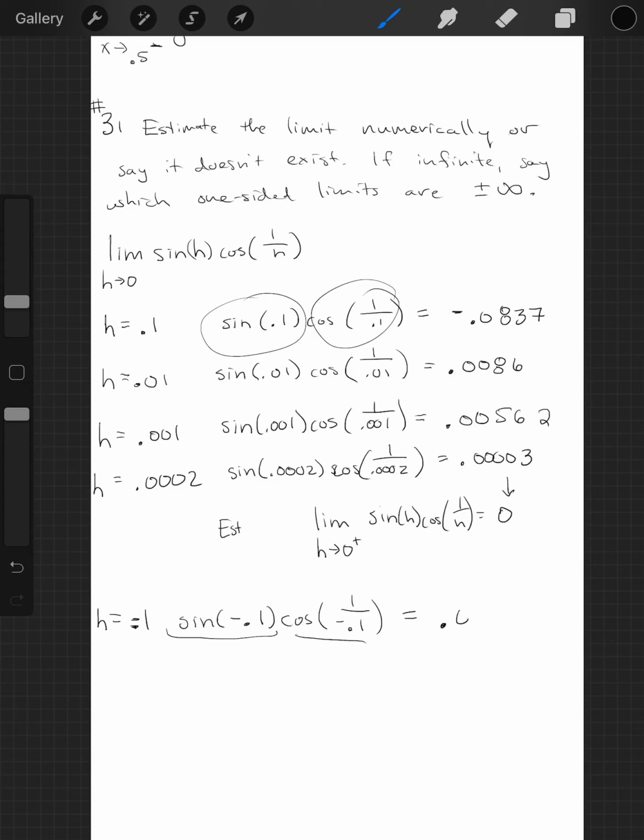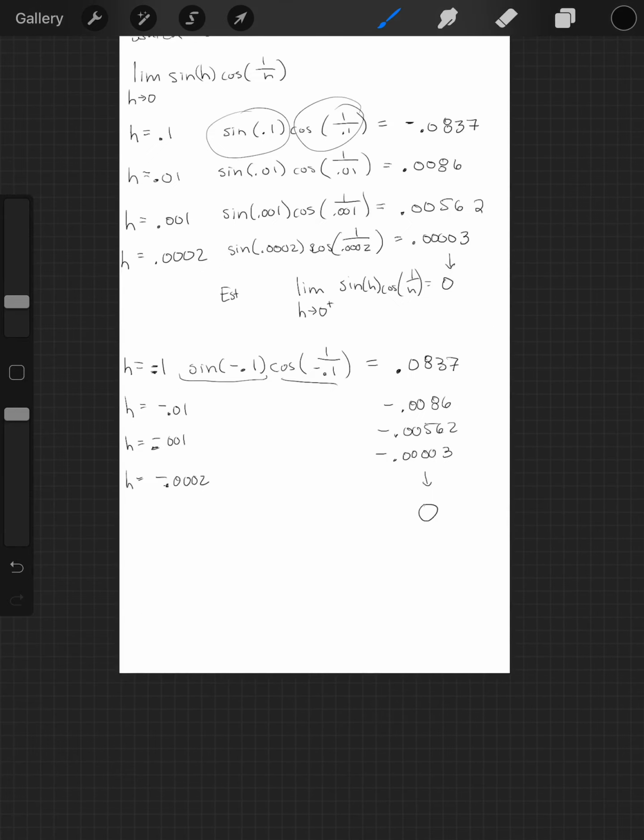And that means that I know, even without plugging that into my calculator, that this is going to be a positive version of what we had before. Right. And same for all these. I'm going to get negative 0.0086, negative 0.00562, and negative 0.00003 just by plugging in negative versions of h, because sine and cosine are such nice functions. Yeah. So I know that we're going to 0 on this side too.